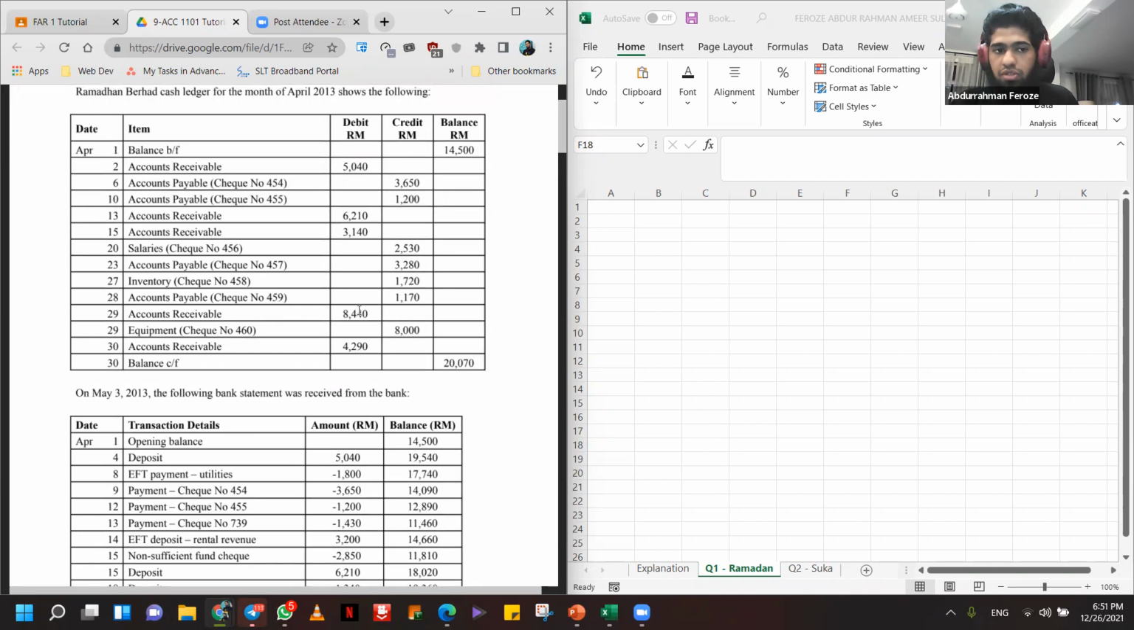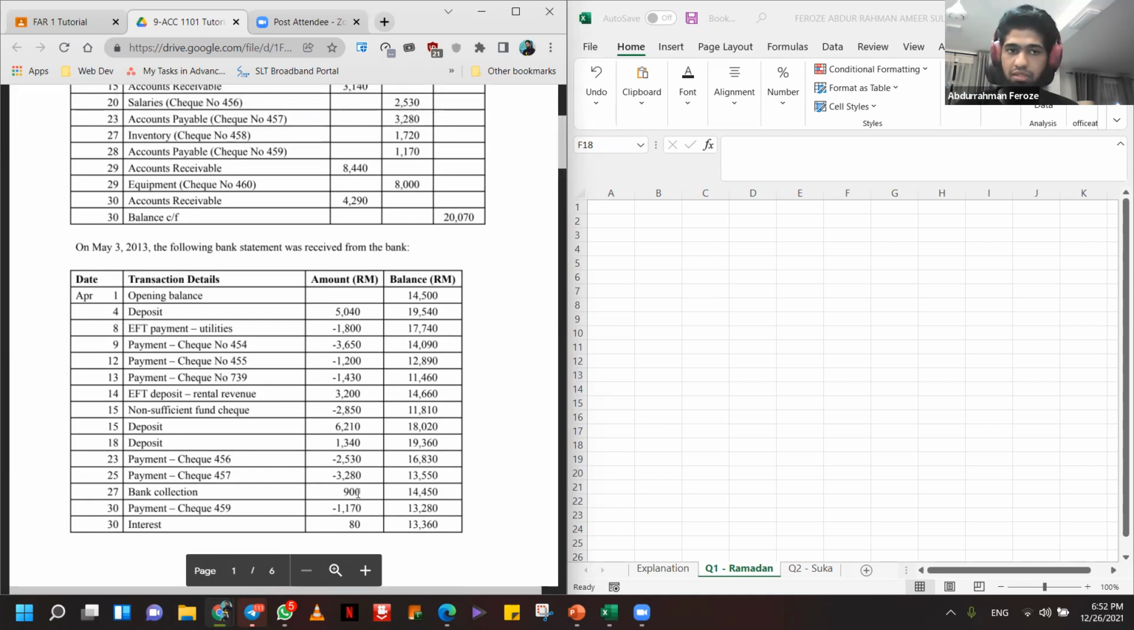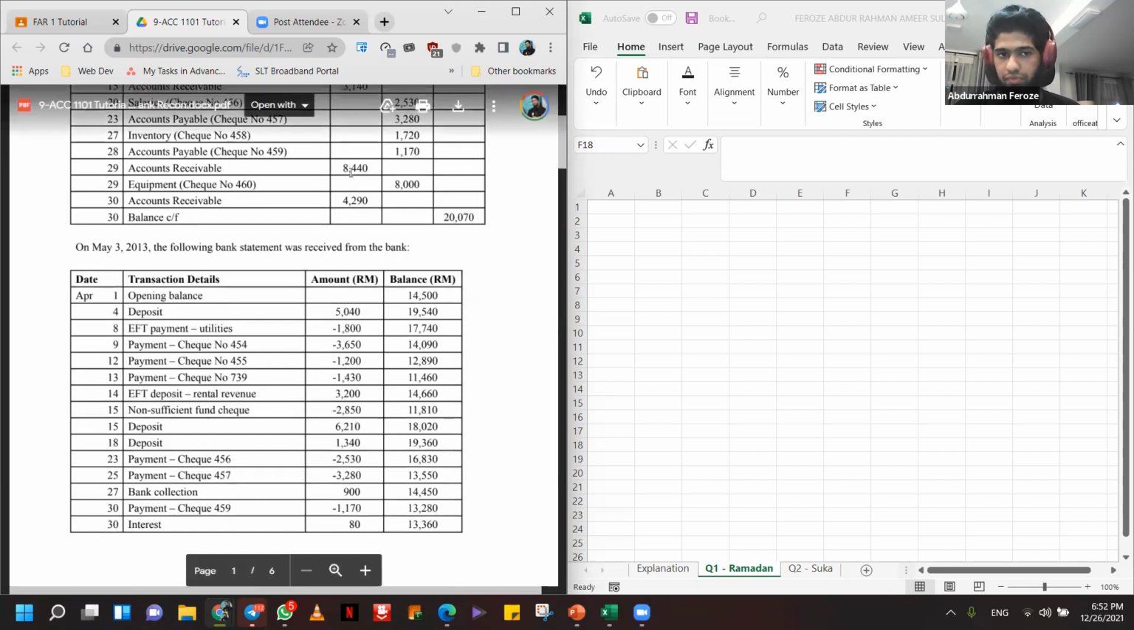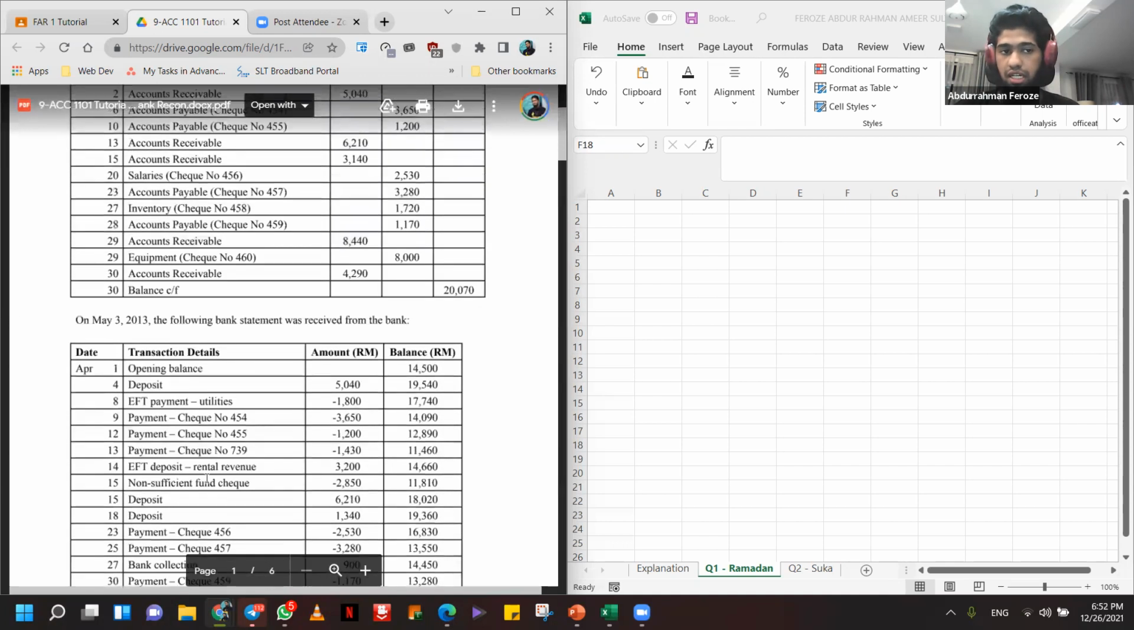So see this account receivable, 8,440, which is on 29th April, and on April 30th, these two deposits made by their customers are paying them. They have not received it in the bank statement. So that's what part A means. Deposits made 28th April and forward, which is these two. These two accounts receivable are not seen in the bank statement, right? So that's one difference that's mentioned here. And then checks 458 and 460 are still outstanding.